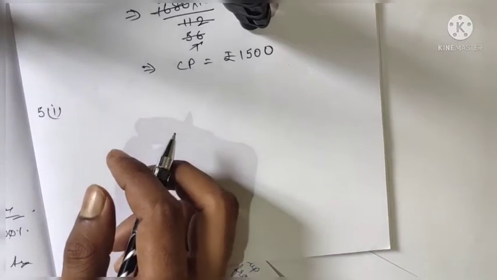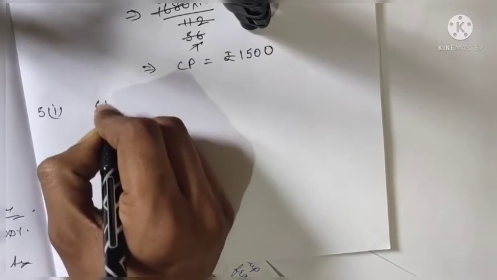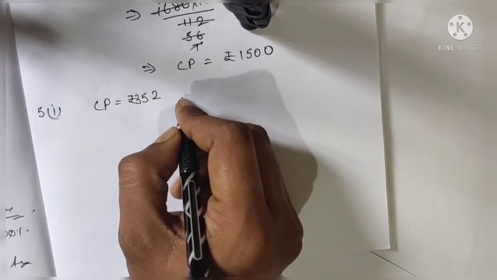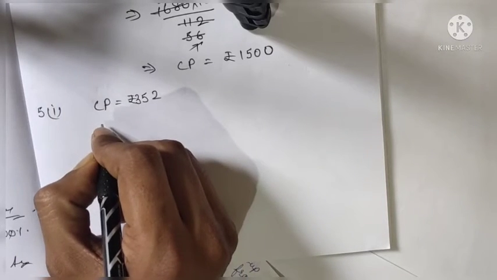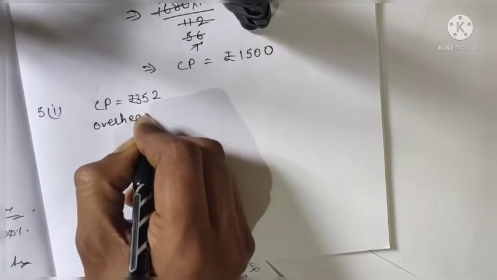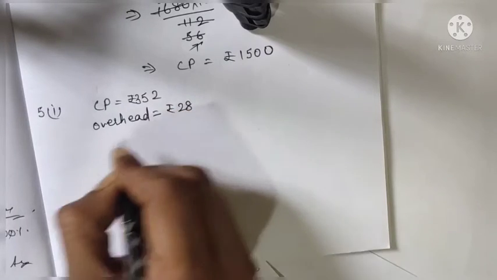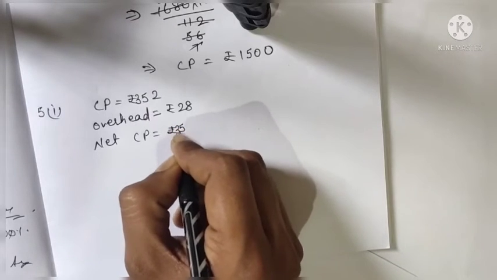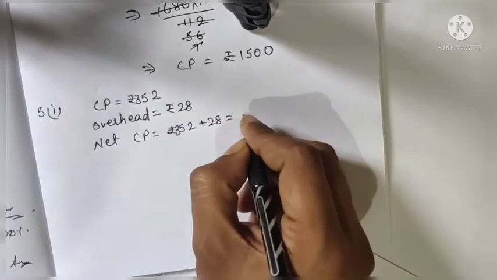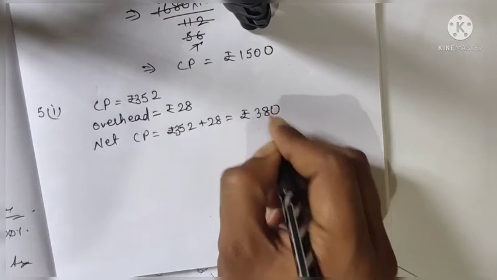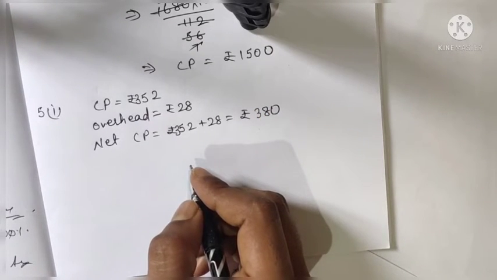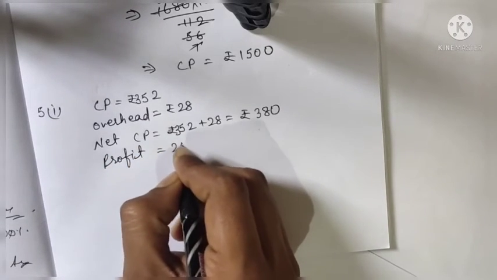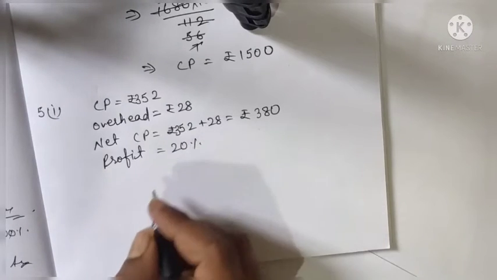Simple. Question number 5 is, in this question it is given that CP is equal to rupees 352 and overhead charges is rupees 28. So overhead is equal to rupees 28. This means net CP is equal to rupees 352 plus 28 is equal to rupees 380, and profit percent is given as 20%. Profit is equal to 20%, and we have to find the selling price.